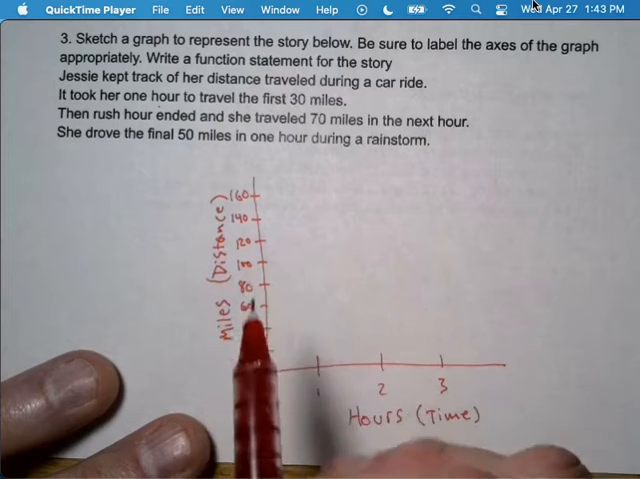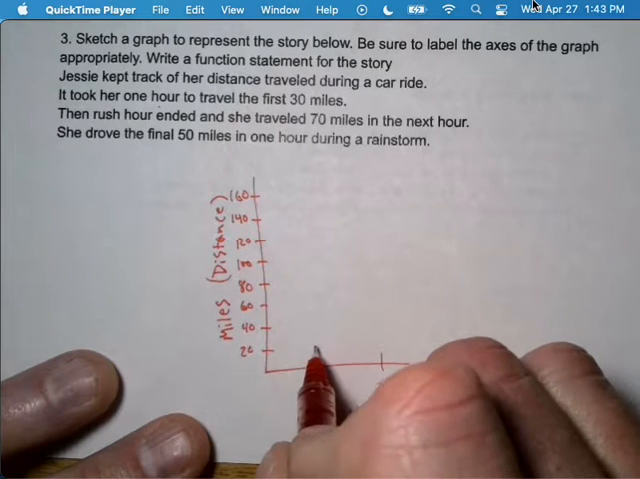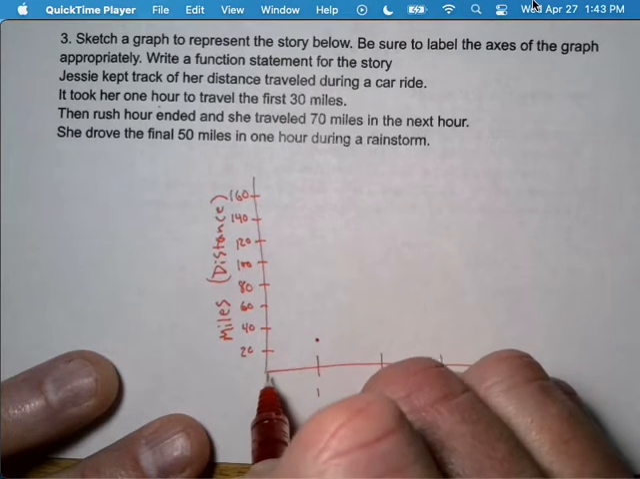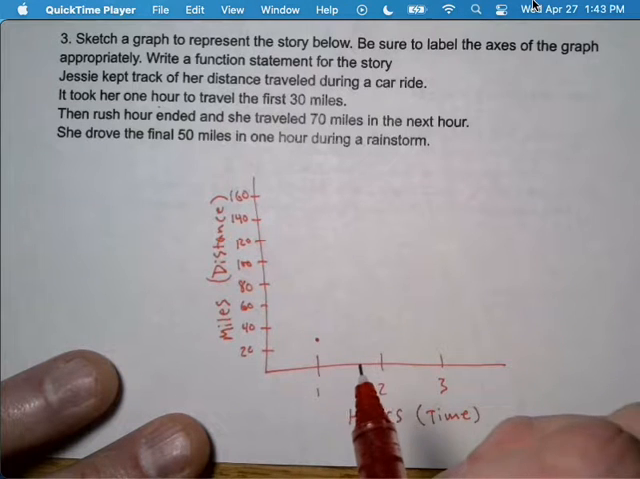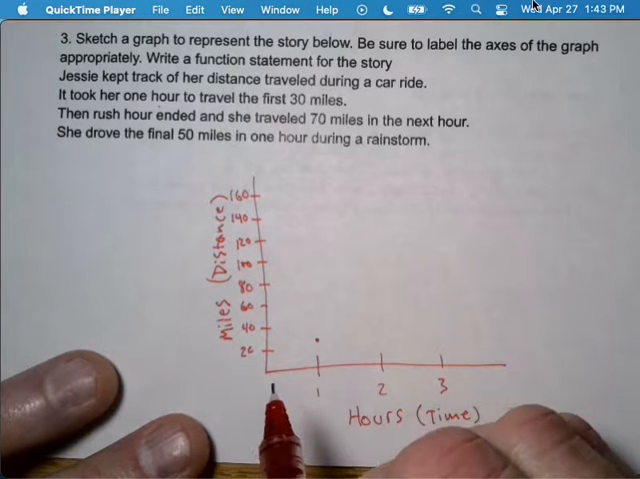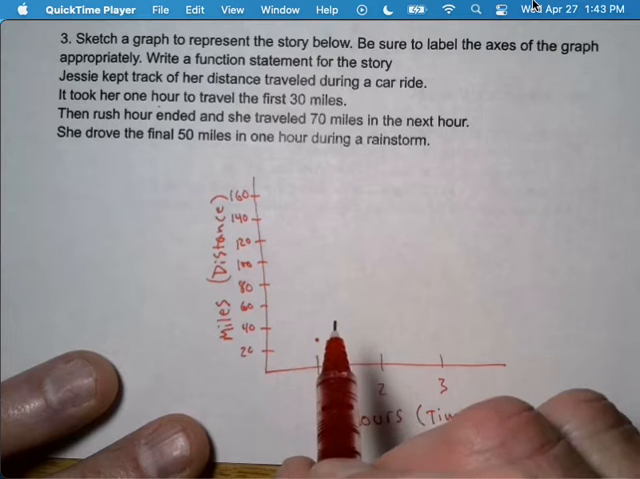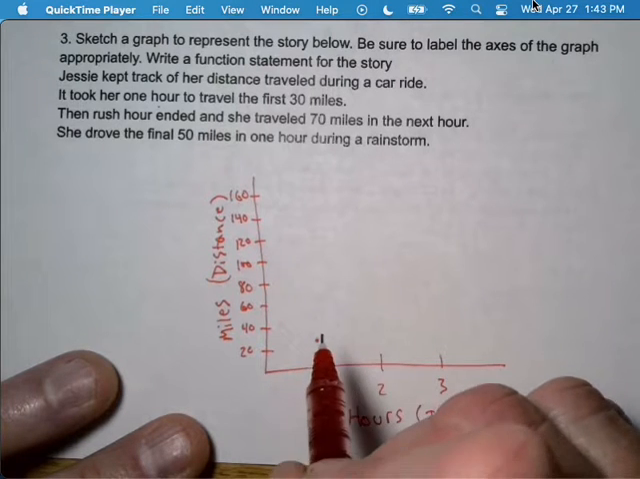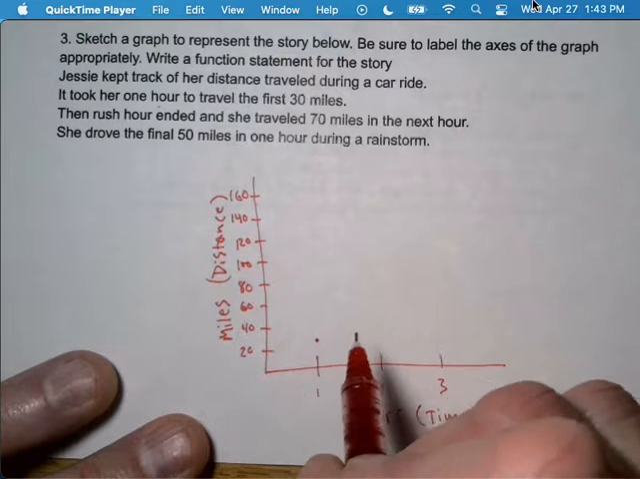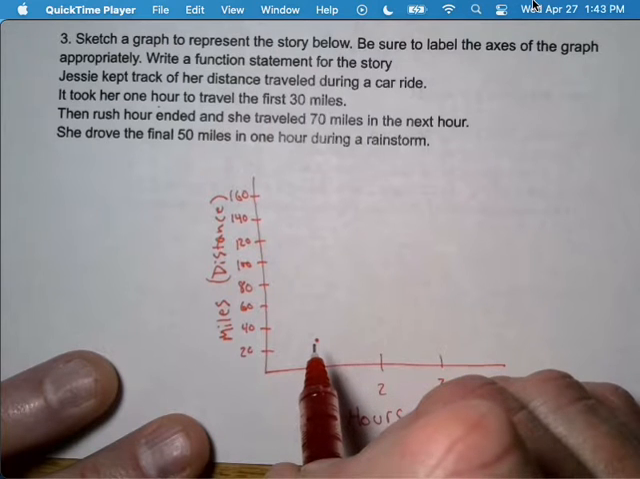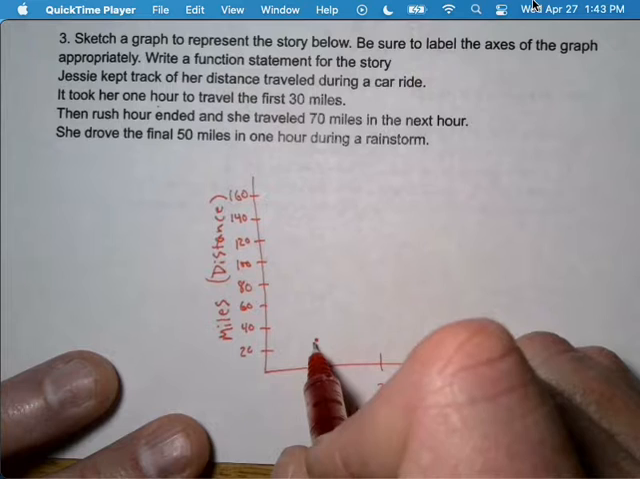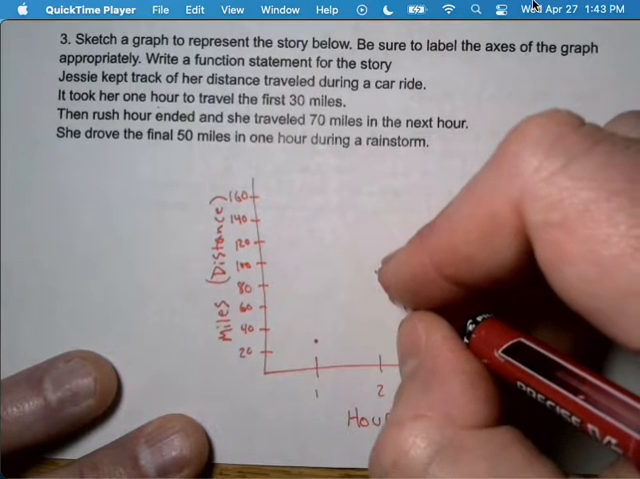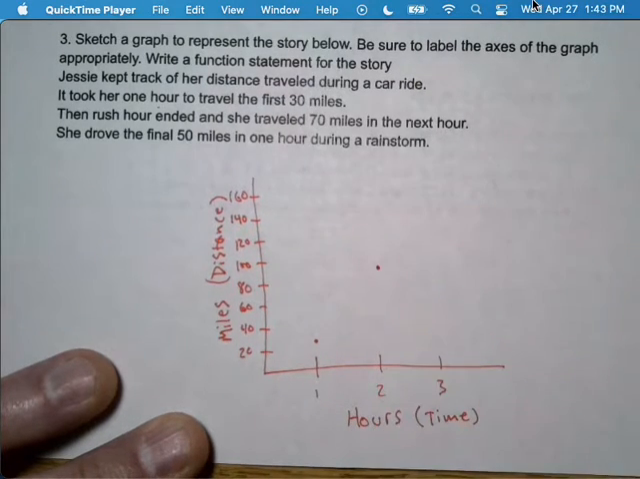So it took her 1 hour to travel the first 30 miles. So at 1 hour, we should be at about 30 miles. And then we'll fill in the lines here in a second. But then rush hour ended, she traveled 70 miles in the next hour. So how far do I need to get in the next hour? To 70, to 100. To 100, yeah. She's already at 30, so I need to get up to 100, which was right about there.